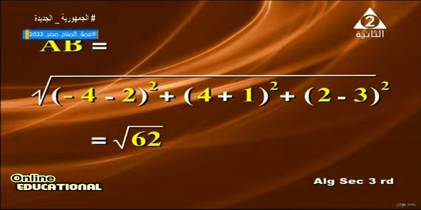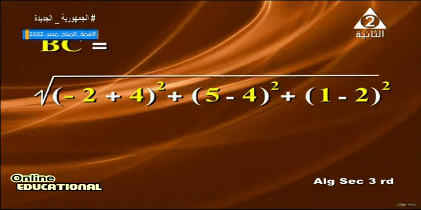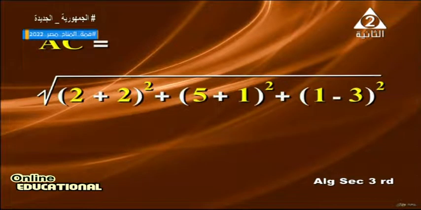By the same method, find BC. Under the square root, by the same rule, it equals root 6. We must calculate AC also by using the same rule. AC equals root 56.